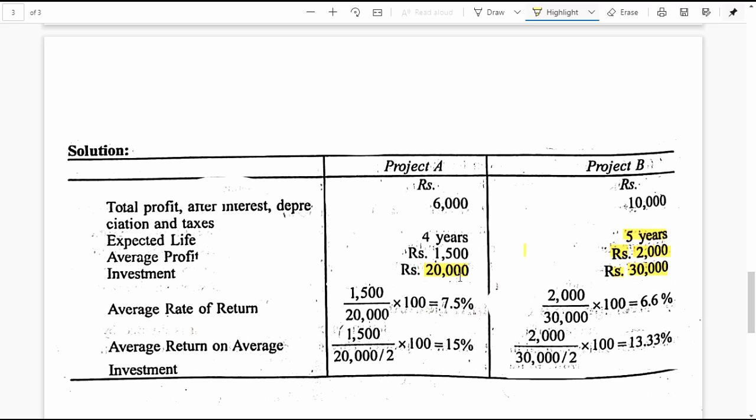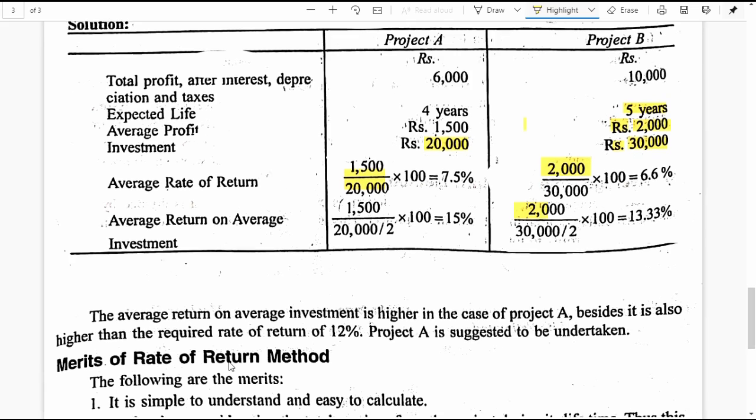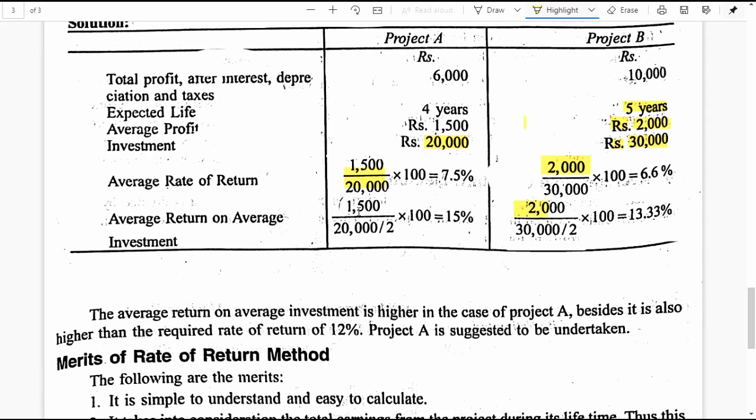Now let's calculate the average rate of return on original investment as per the first method suggested in the theory. 1,500, the annual average profit, divided by original investment 20,000, into 100, gives us 7.5% as the average rate of return on original investment. This is for project A. For project B, annual average profit of 2,000 rupees divided by original investment 30,000 rupees into 100 gives us 6.6%.